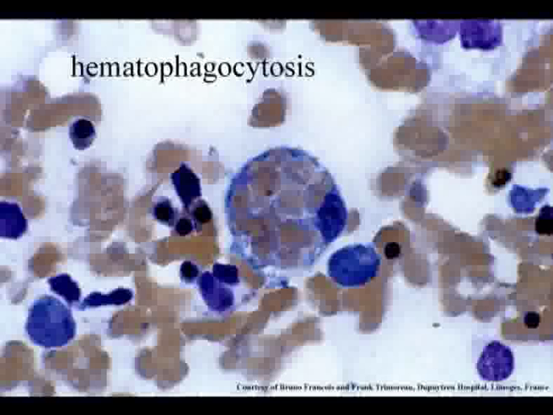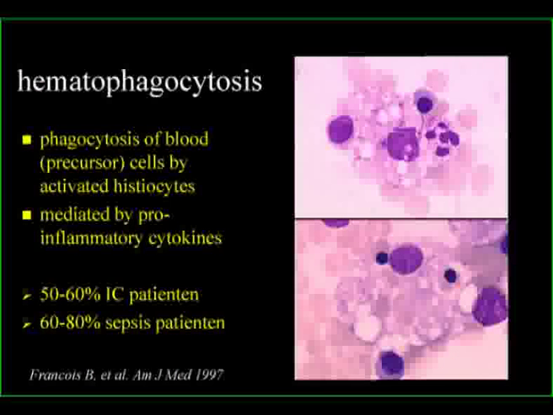Interestingly, a phenomenon that is often overlooked occurs in many patients with inflammatory conditions, but notably also in patients with sepsis, and it's called hematophagocytosis. This is a very active phagocytosis of platelets, but also of megakaryocytes in the bone marrow. And it is very common. It can be seen in more than 50% of patients who are critically ill in the ICU, and in the subset of patients with sepsis it occurs in up to 80%.